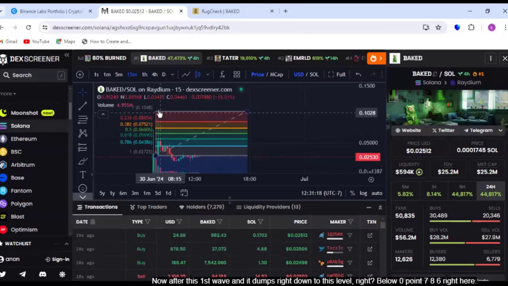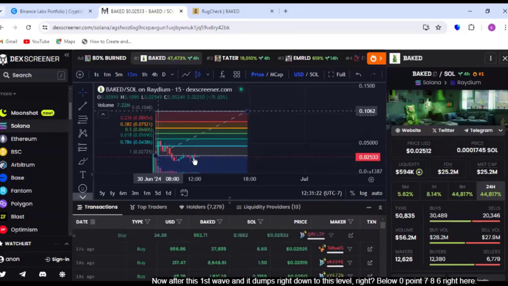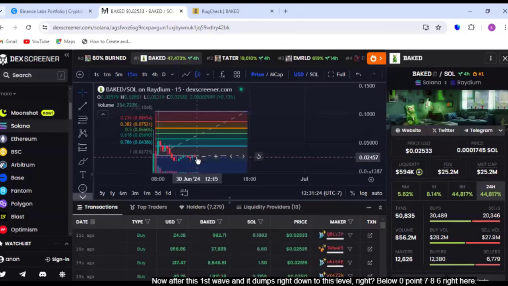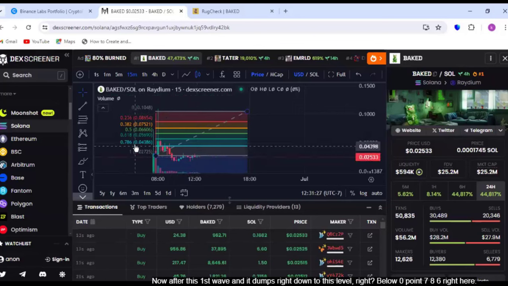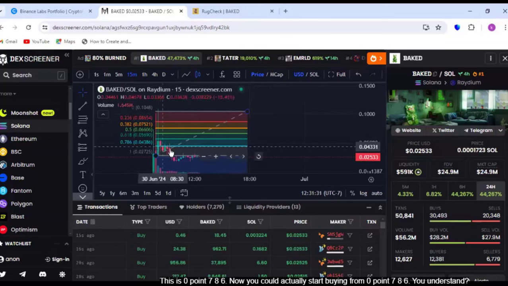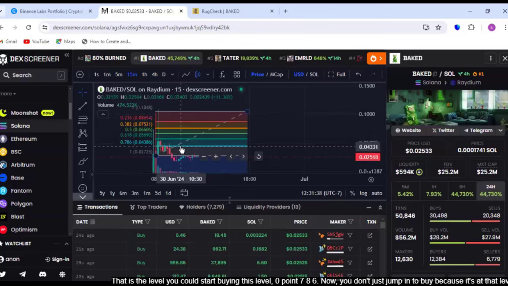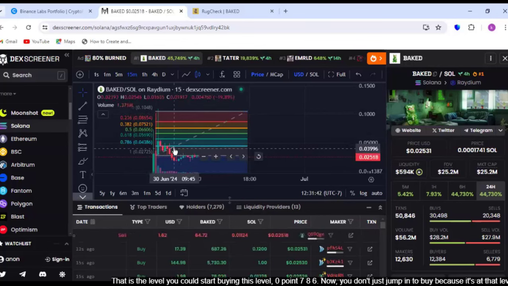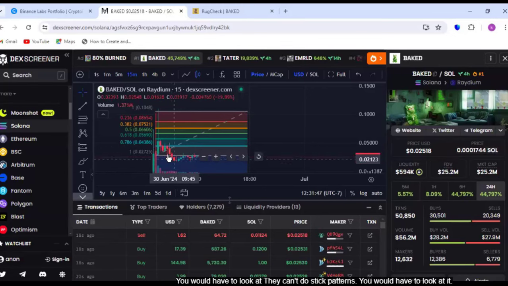Do you understand? Now, after this first wave, and it dumps right down to this level, below 0.786, right here. This is 0.786. Now, you could actually start buying from 0.786. Do you understand? That is the level you could start buying. Now, you don't just jump into buy because it's at that level. You would have to look at the candlestick patterns.